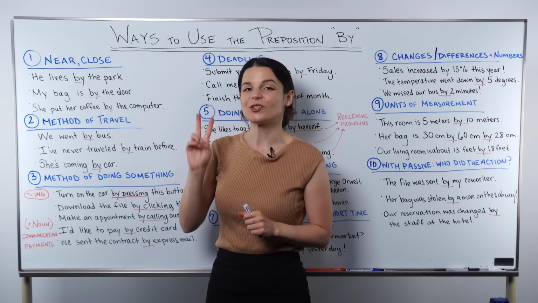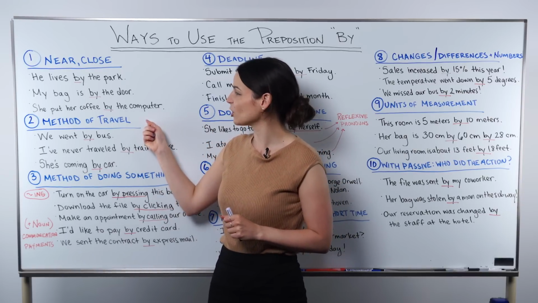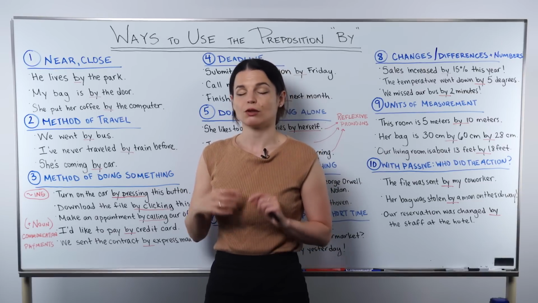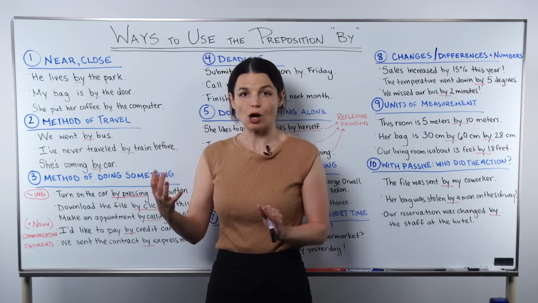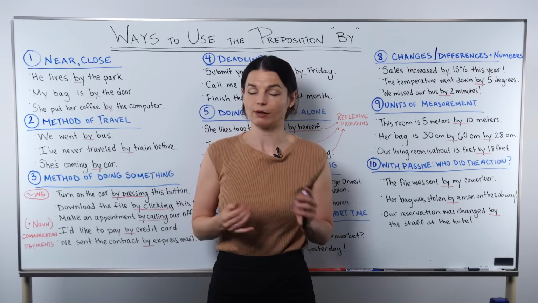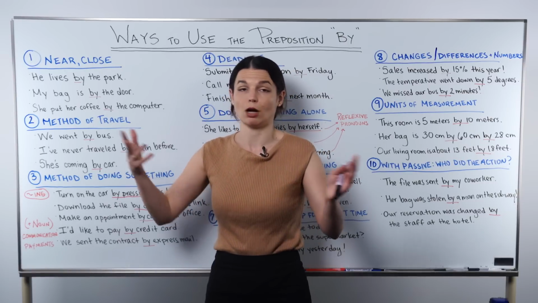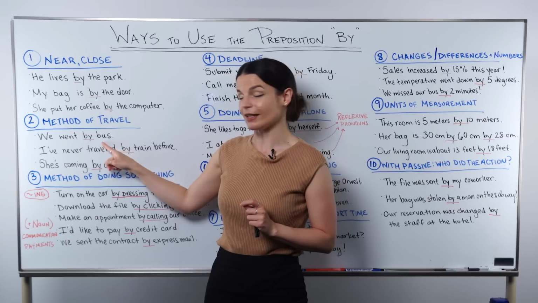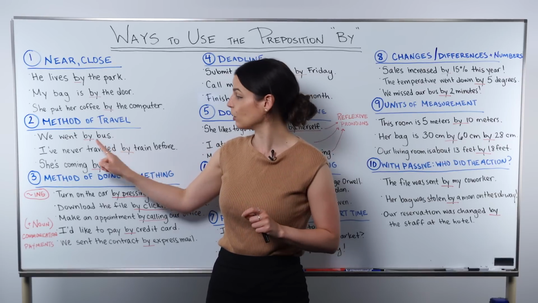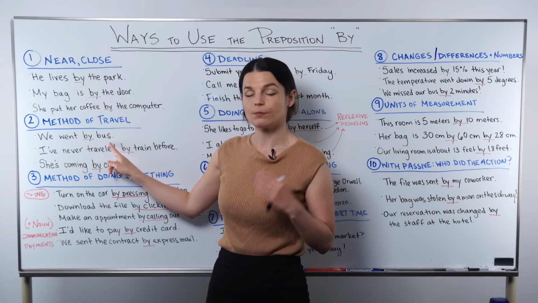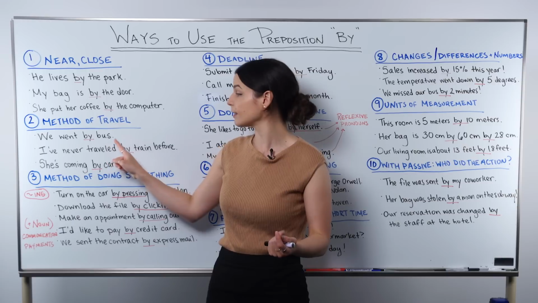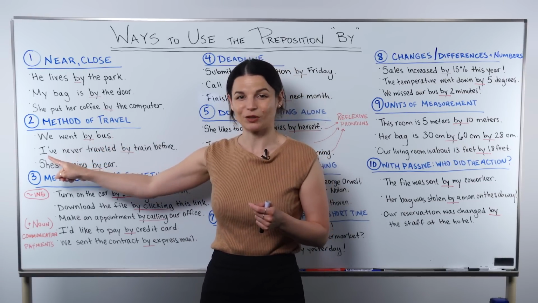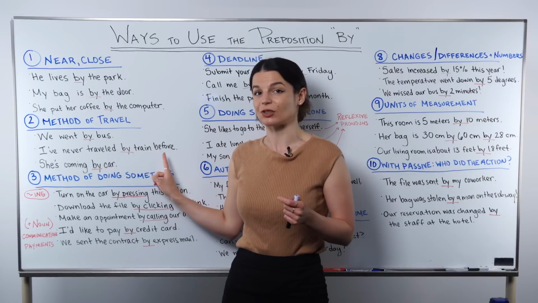Okay, let's move on to the second use. The second use is to describe the method of travel. So we use this by along with a way of getting somewhere, like a bus, an airplane, and so on. Here are our examples. We went by bus. So by comes before the method of transportation. In this case, bus is our method.